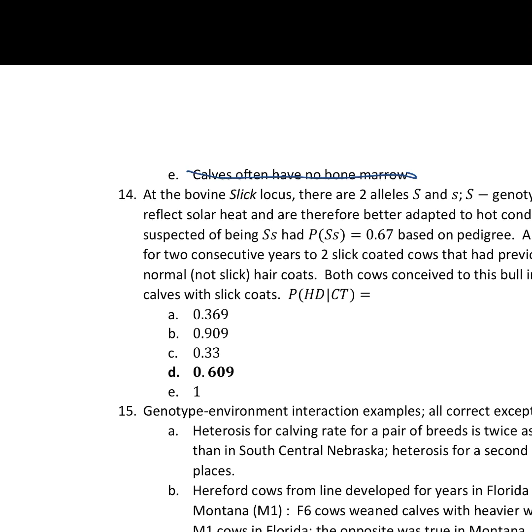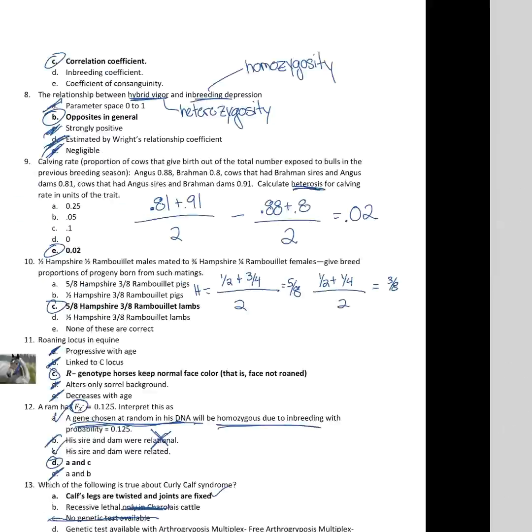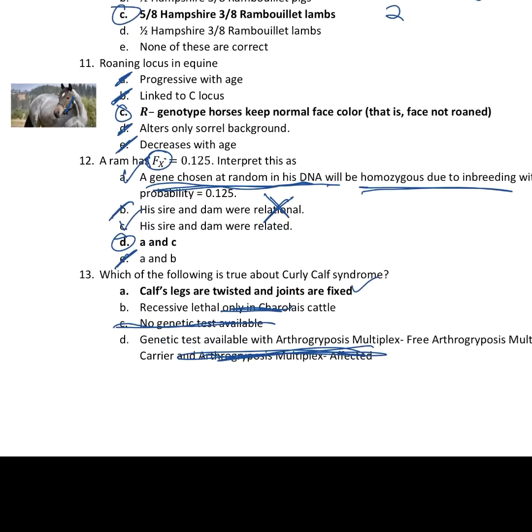And then the last one is calves often have no bone marrow. That is not the case. That's actually in marble bone disease. So the correct answer is A, calves' legs are twisted and their joints are fixed.